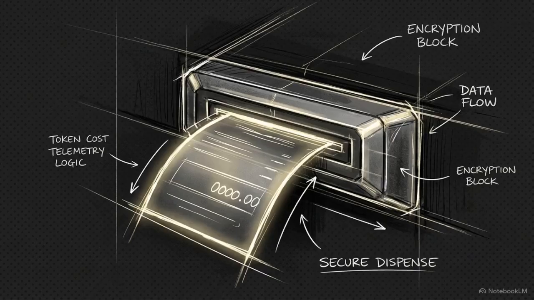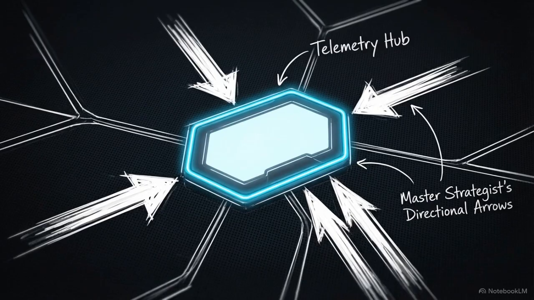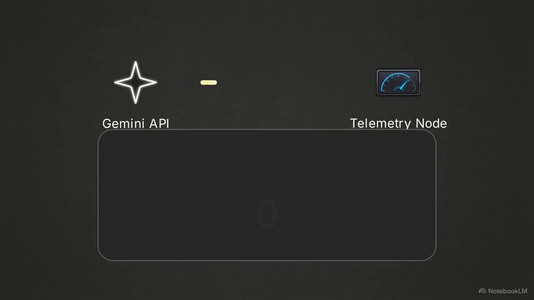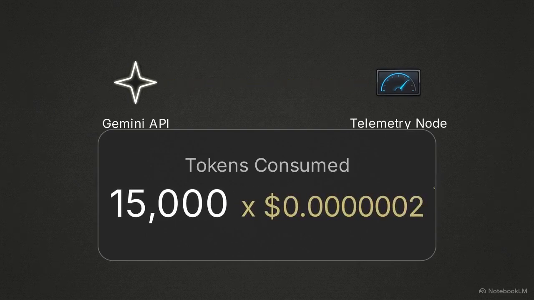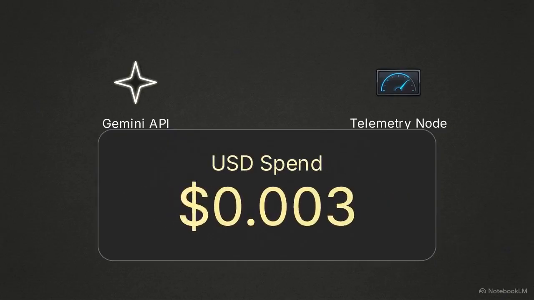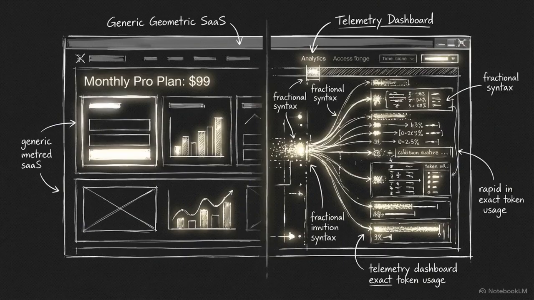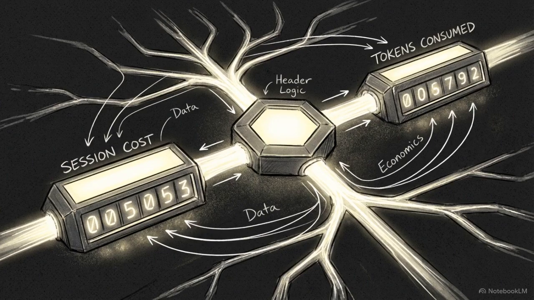The final piece of this architecture is monitoring the cost of the API calls. We integrate a real-time telemetry node directly into the pipeline header. This node interfaces with the Gemini API to extract raw usage metadata after every execution. It calculates cost by mapping token consumption against the live API pricing index. Flat-rate SaaS subscriptions often obscure actual compute costs. Real-time telemetry provides total operational transparency. Live token telemetry transforms cloud processing into verifiable local economics. The user pays only for exact compute usage.